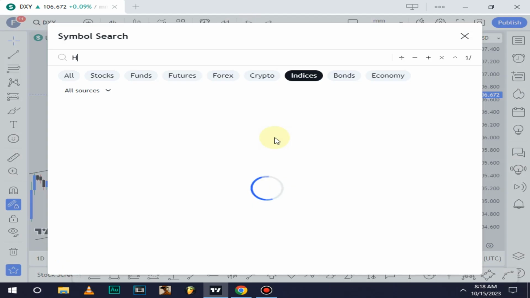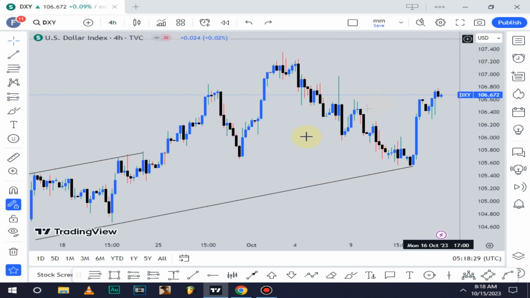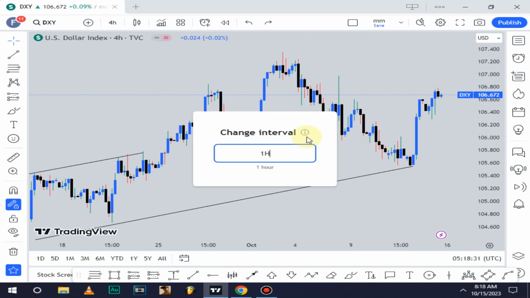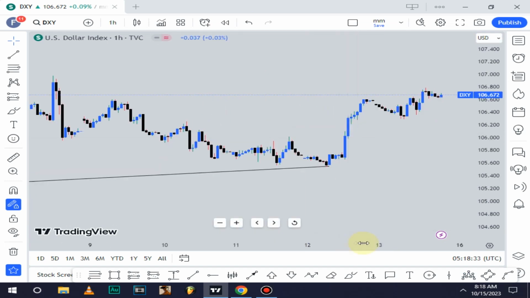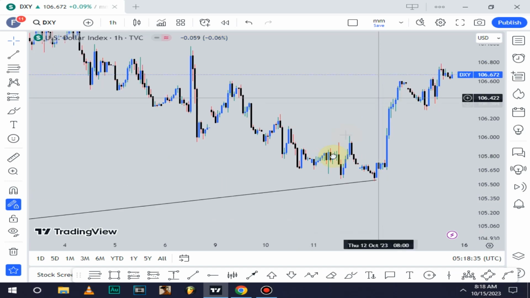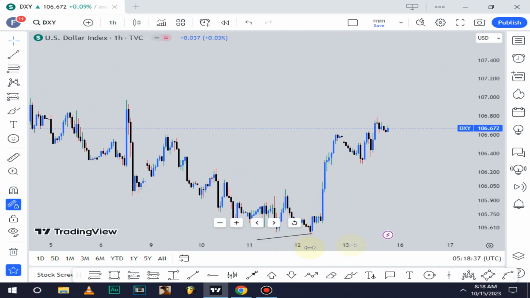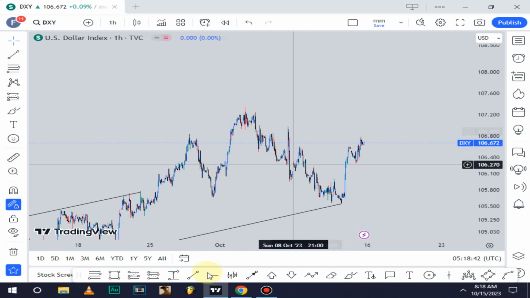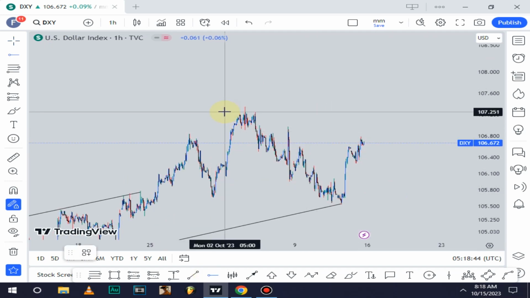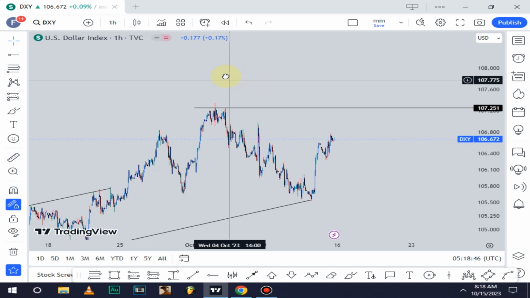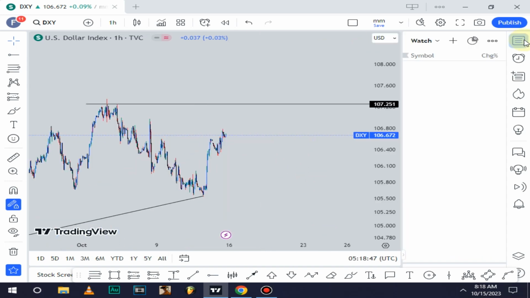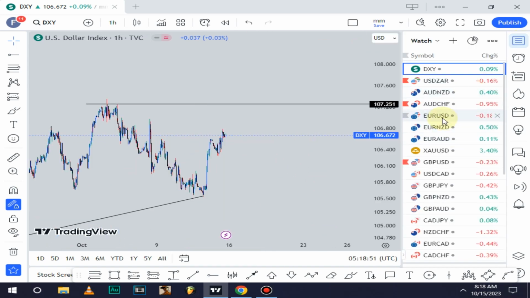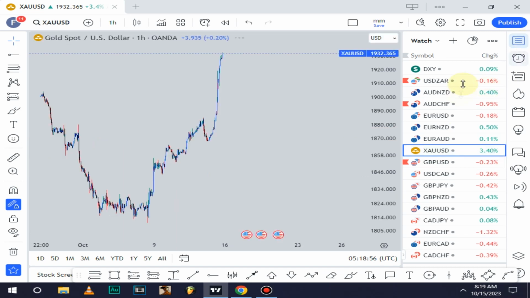H1. What's happening? Okay. We can see that the dollar index is currently pushing to the upside. So we expect those pairs with dollar probably will move to the downside. That is now gold and let me see, Euro USD, GBP USD. All right, so let's hit and see what gold is doing.